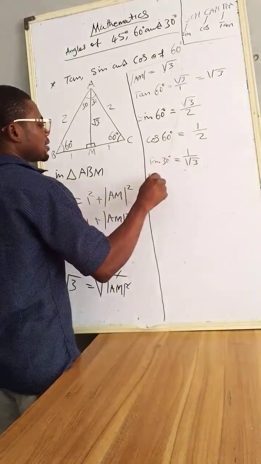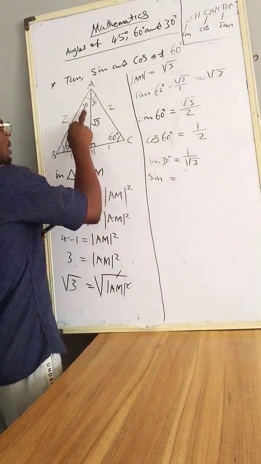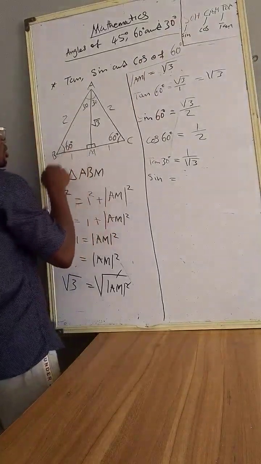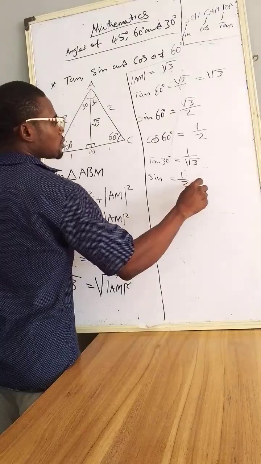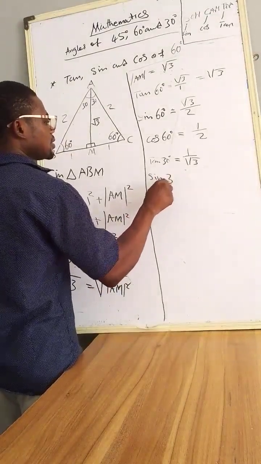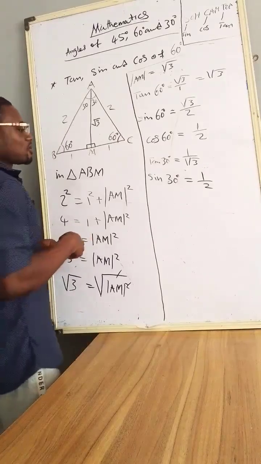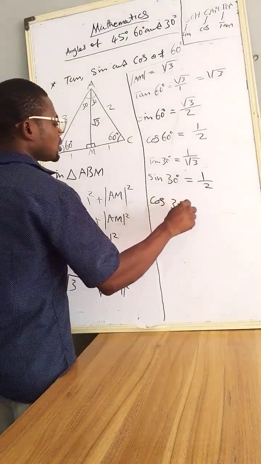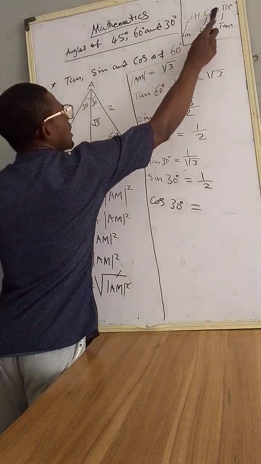What of sine 30 degrees? Sine is opposite over hypotenuse. Opposite is 1. The hypotenuse is 2. So sine 30 degrees equals half, 1 over 2. The last one is cos 30 degrees. Cos is adjacent over hypotenuse.